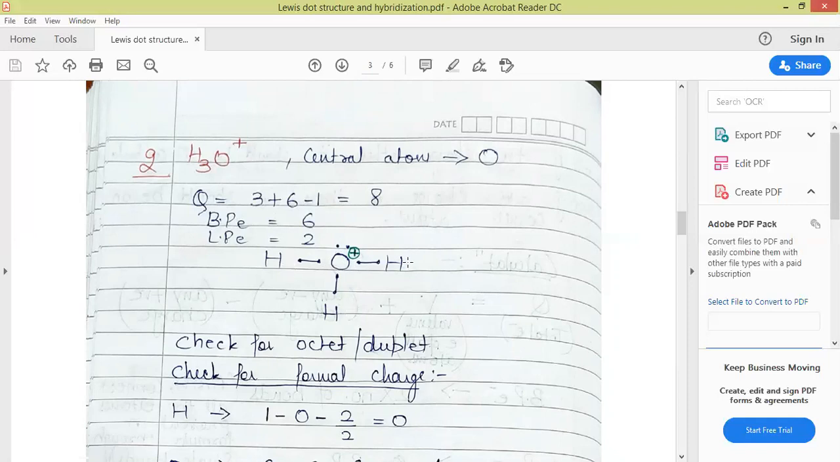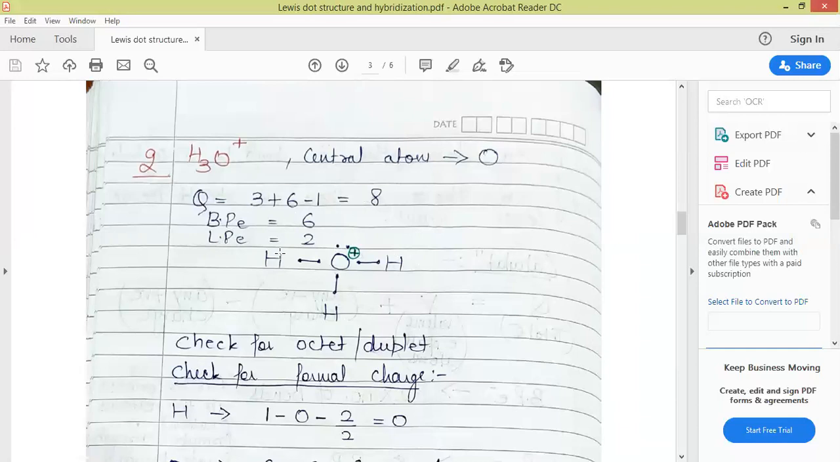We'll draw the central atom here. We'll connect all the corner atoms with single bonds. Now we'll count the bond pair electrons. As there are 3 bonds, bond pair electrons comes out to be 6. We'll calculate the lone pair electrons, which is going to be 8 minus 6, that is 2. Hydrogens can never have a lone pair, so the lone pair will be present on the oxygen.